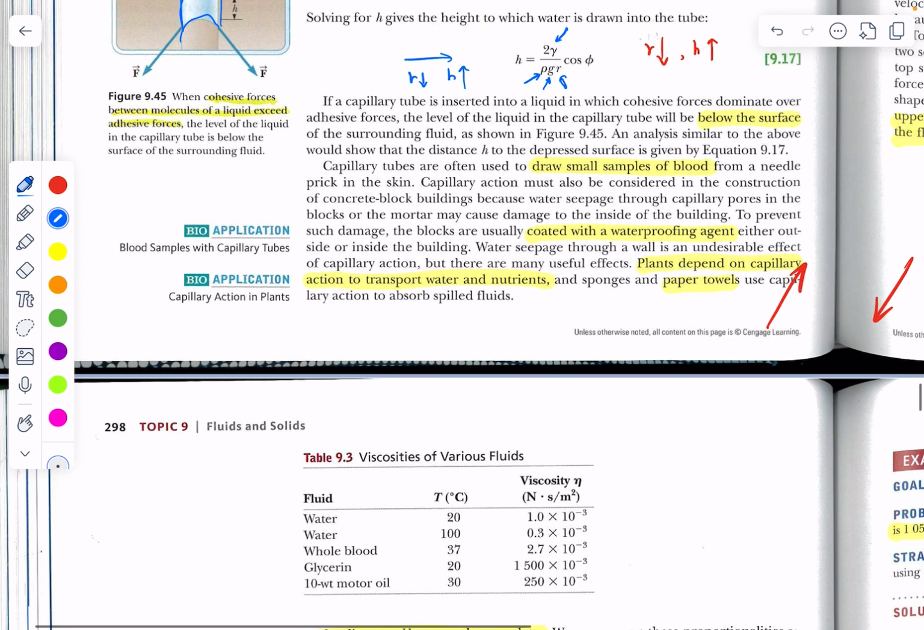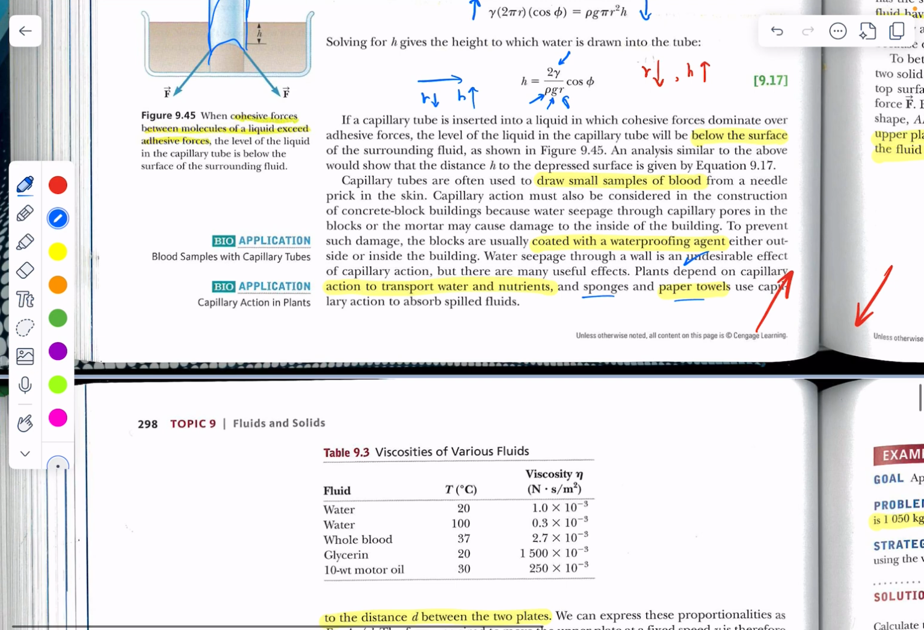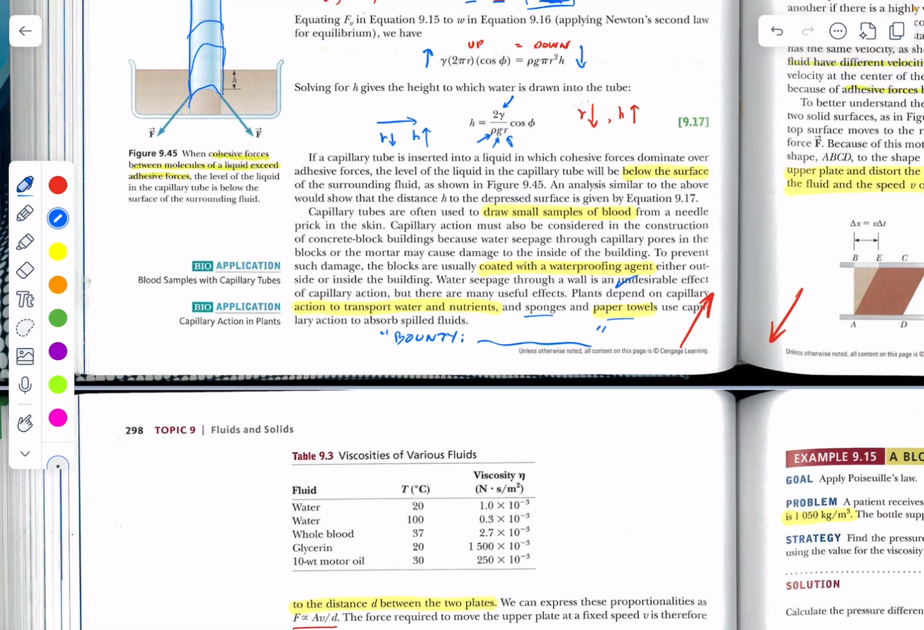Let's see, they mention down here plants depending on capillary action to bring the water and nutrients up to the rest of the plant. You all know that sponges and paper towels, if you put the edge of them in water, will draw it up. The old commercial of Bounty, the quicker picker upper, maybe you've never seen that commercial.